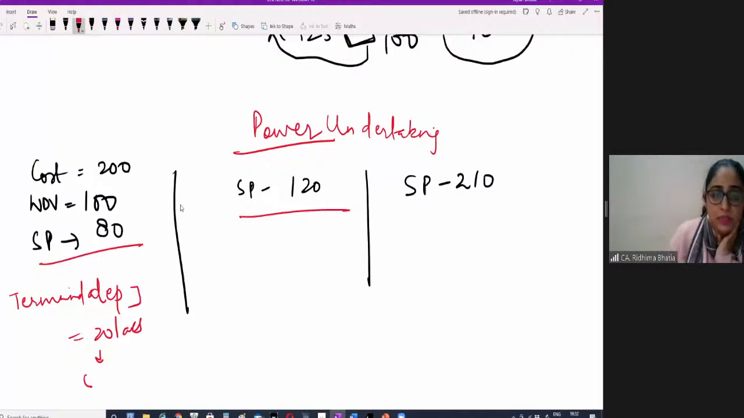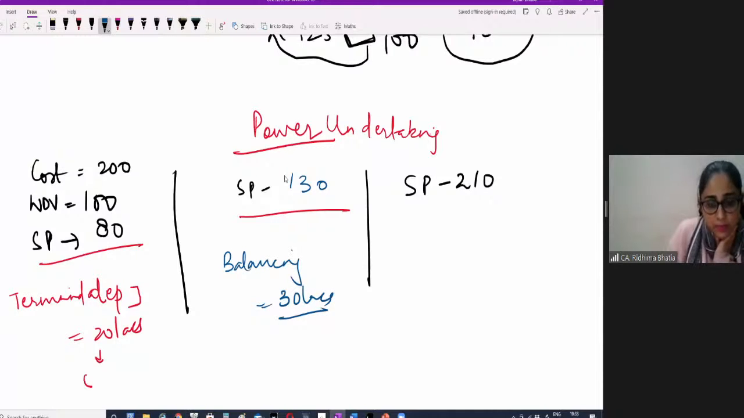WDV 100, sale price 120. Or let's make sale price, for better clarity, 130. Okay? So balancing charge would come into picture of 30 lakhs because over and above, I've received my WDV. This 30 lakhs would be charged to my P&L account under section 40. Would be charged as an income under section 41.